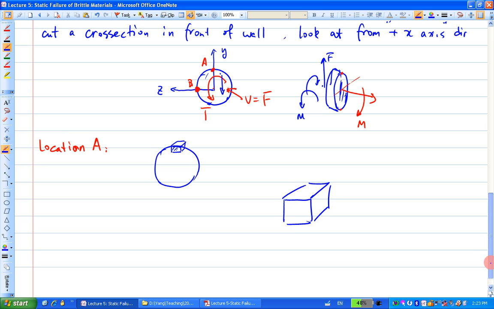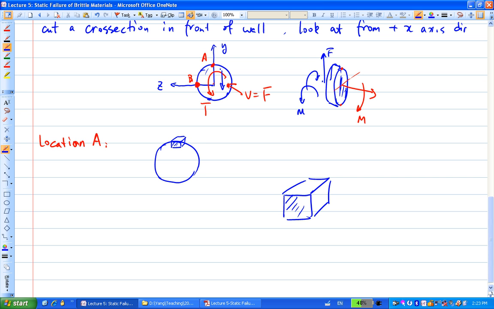So take out the stress element, and that's the front view here. Okay, that's the front view. So let's see what kind of stress are on the surfaces of this stress element, purely based on the loading condition. Let's take a look at what stresses we have on this element. Look at this surface here. What stresses do we have?